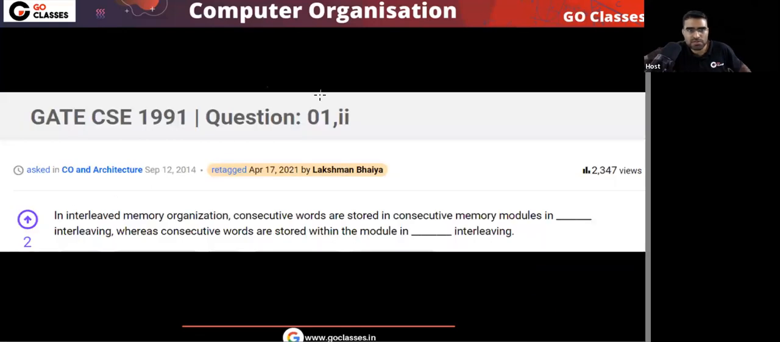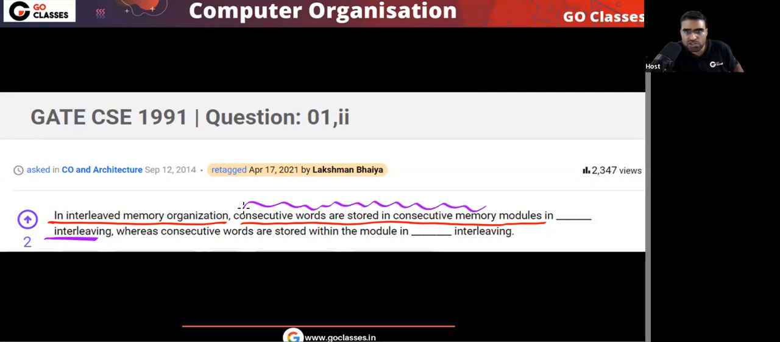Let's solve this question. This GATE exam question, let's solve. This is a GATE Computer Science 1991 question. Tell me the answer. In interleaved memory organization, consecutive words are stored in consecutive memory modules. This will happen in which interleaving? Look at this. Consecutive words are stored in consecutive modules. Consecutive addresses are available in consecutive modules. This will happen in low order.